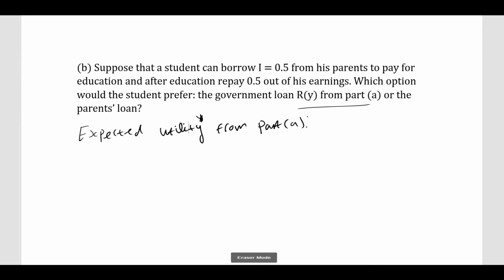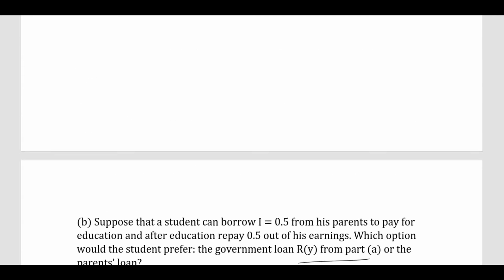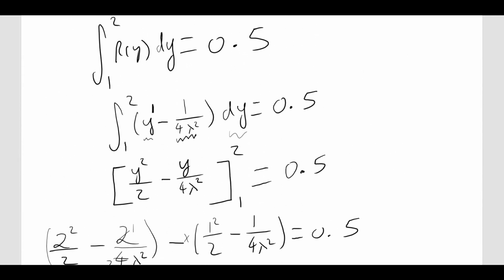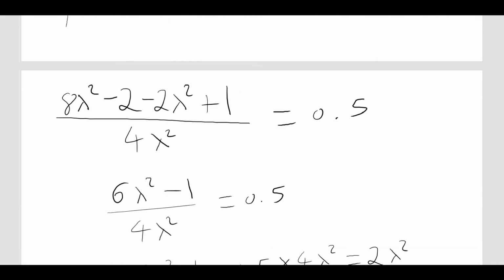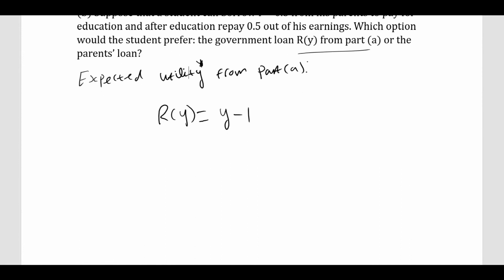So the expected utility from part A was R of Y is equal to, I think it was y minus 1, wasn't it? It was just y minus 1. Yeah, y minus 1. So R of y is y minus 1. This is from part A, the government contract. So we want to actually work out what the expected utility for the student will actually be, according to this. So we want expected utility. I'm just going to use U for utility, the same as they have. Expected utility of y.